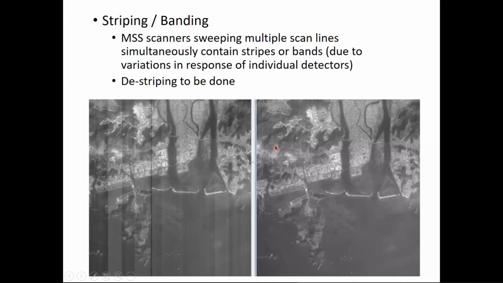This striping or banding occurs in MSS scanners, which are multispectral system scanners that sweep multiple scan lines simultaneously. They can contain stripes or bands because there will be variation in the response of individual detectors or sensors. As I mentioned, it is a systematic, predictable error, so it can be easily solved using an algorithm or an equation. The image can be processed to obtain a de-striped image, as you can see. So striping or banding is one type of noise error.